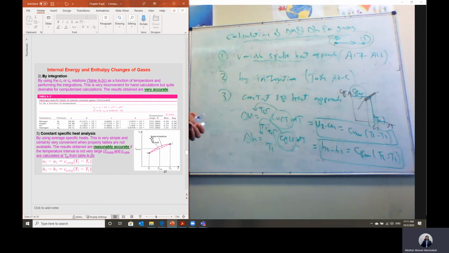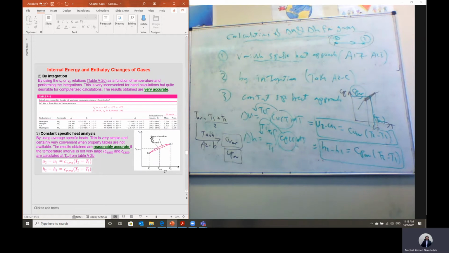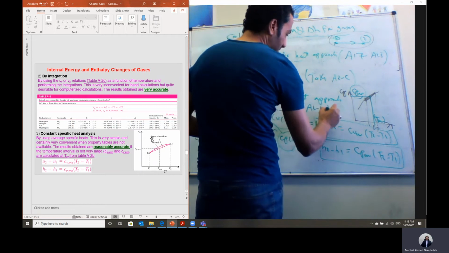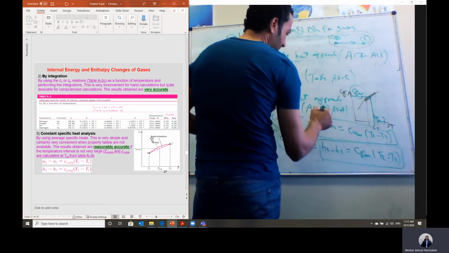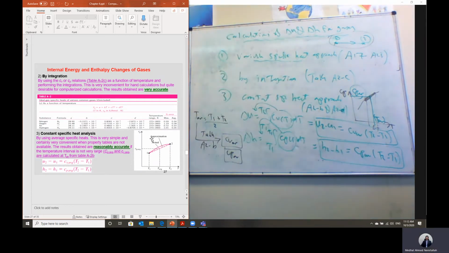Now, how we can calculate Cv average and Cp average. We said this average value is calculated at the average temperature, which is equal to T1 plus T2 over 2. Then we take this average temperature and go to table A-2b, and we can get Cv average and Cp average depending on the type of the gas. So in the third method here, I'm using table A-2b and table A-2a, and I think table A-2a can be used also in this case. I will show you.